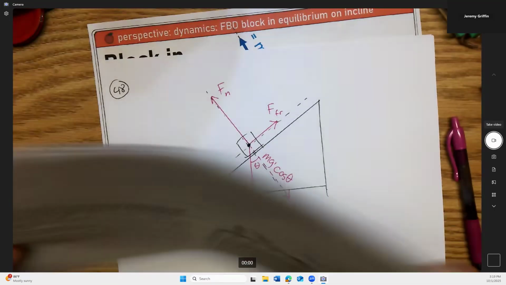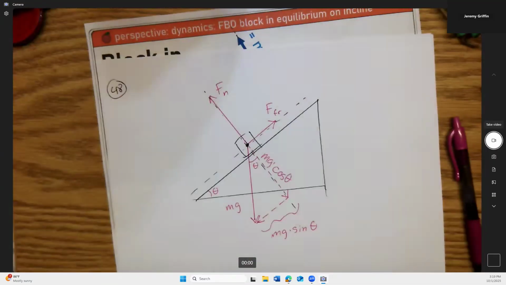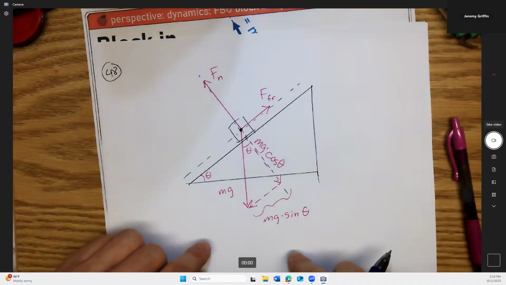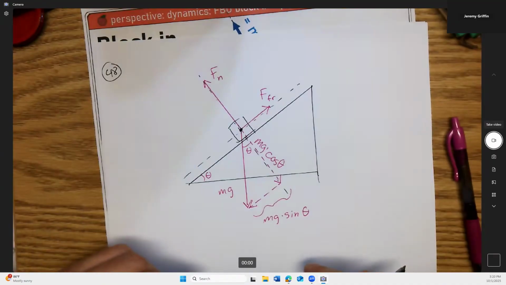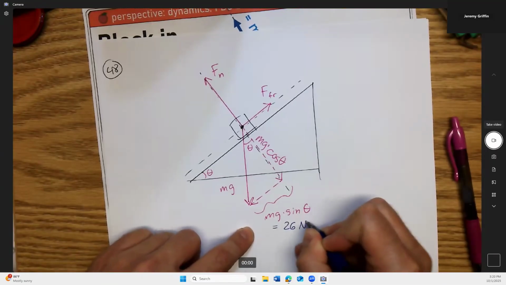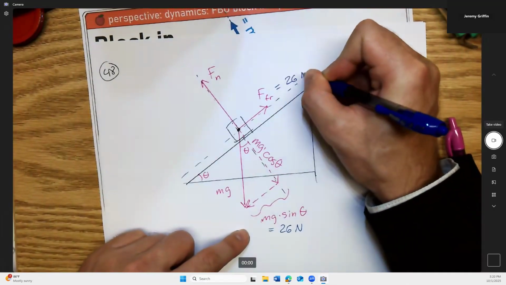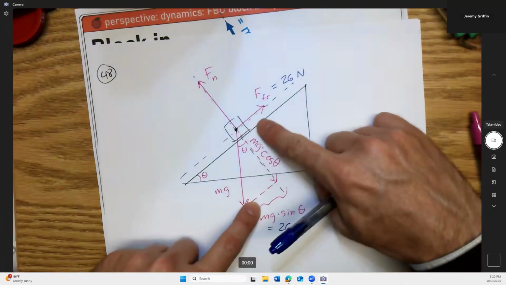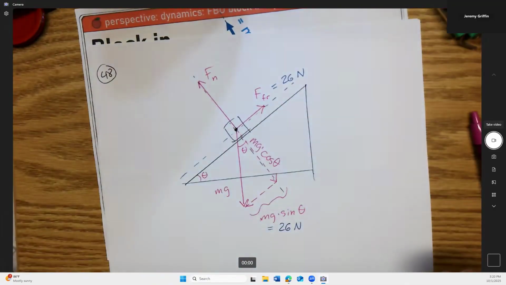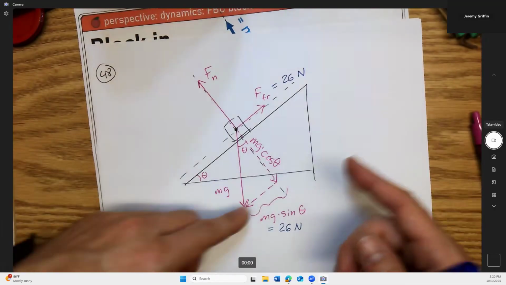Right. So what does your book actually say here? It says 26 newtons parallel to the incline. So I think what they're trying to get at, if they say 26 newtons parallel to the incline, what force do you think they're talking about? Probably the mg sine theta, right? Equals 26 newtons. And I see this friction is also 26 parallel to the incline, so wouldn't this also have to be 26 newtons? So this is 26 and this is also 26. But the net force has to be 0 because the block is at rest. So 26 to the right, 26 to the left.